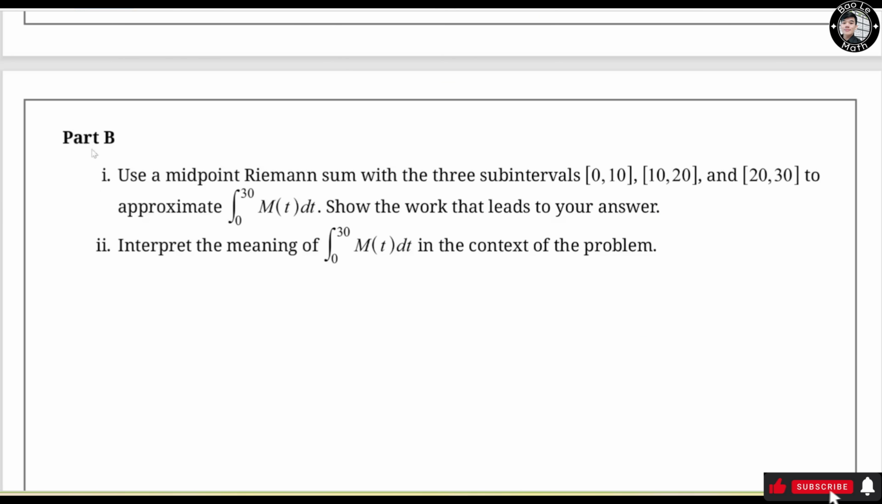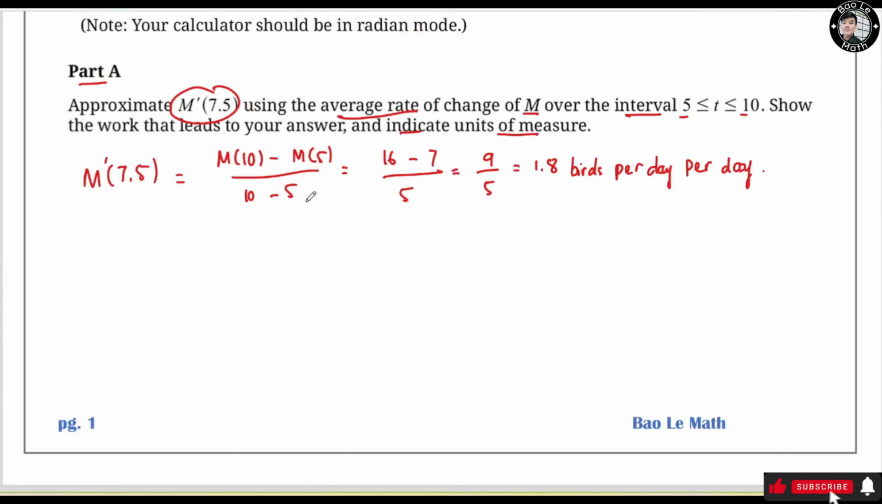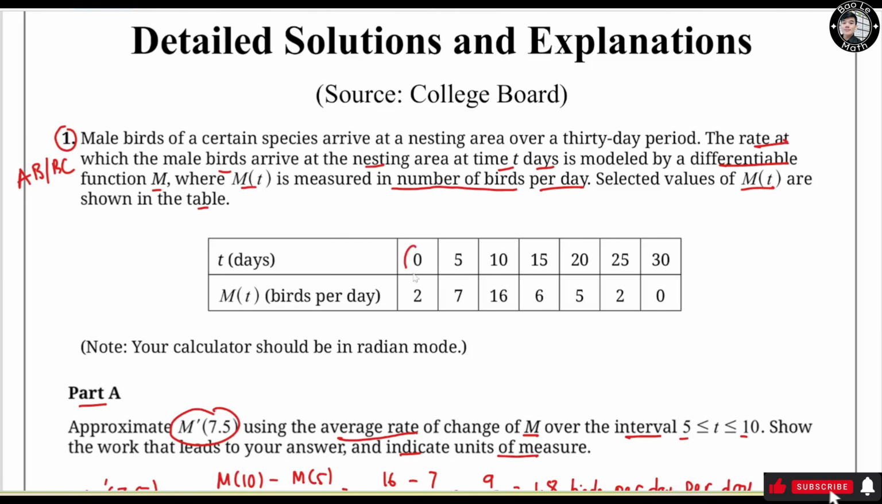Now question B. Use a midpoint Riemann sum with the three subintervals 0 to 10, 10 to 20, and 20 to 30 to approximate the integral from 0 to 30 of m of t dt. Alright, so we have the integral from 0 to 30 of m of t dt. We look at the table right here. For 0 to 10, the midpoint is right here, right? 10 to 20, the midpoint is right here, right? And 20 to 30, the midpoint is right here, right?